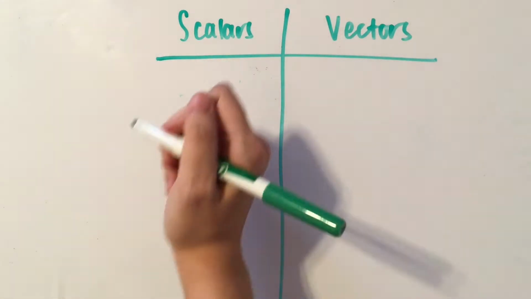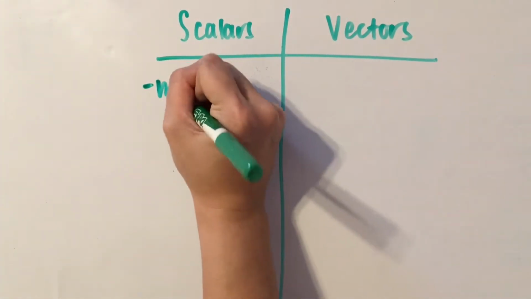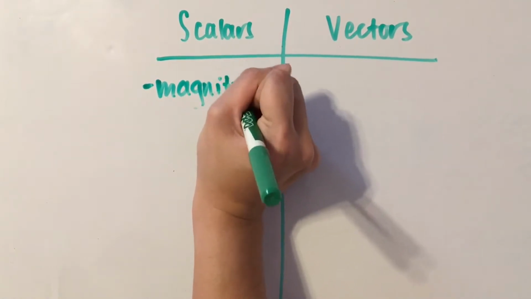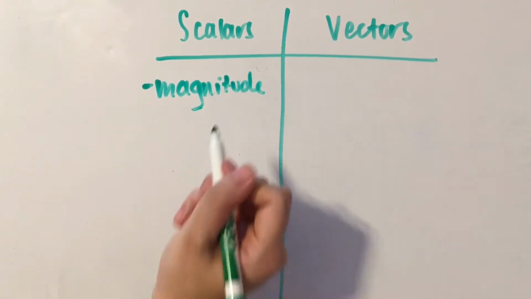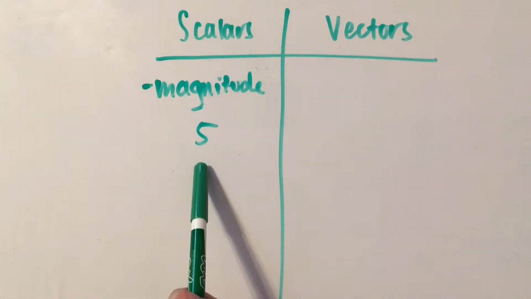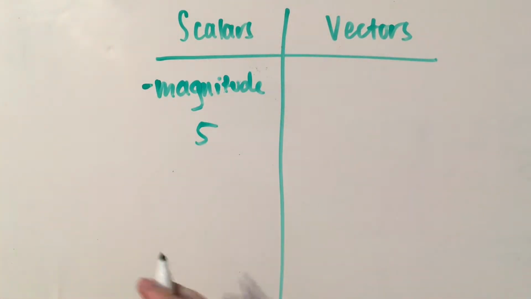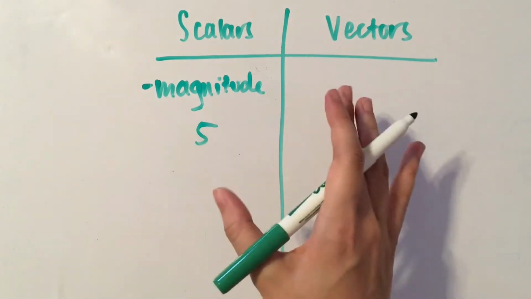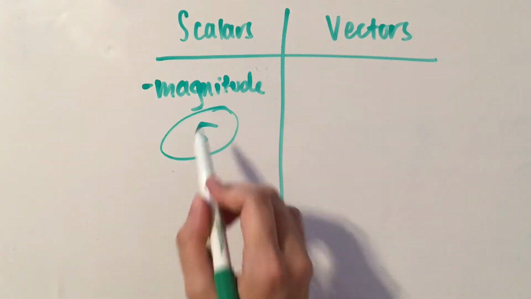So scalar quantities are only associated with a magnitude. And magnitude basically means how big that quantity is. So if you just take the number 5, we'd say that that would be a magnitude because it doesn't have a direction associated with it, it's just a number.